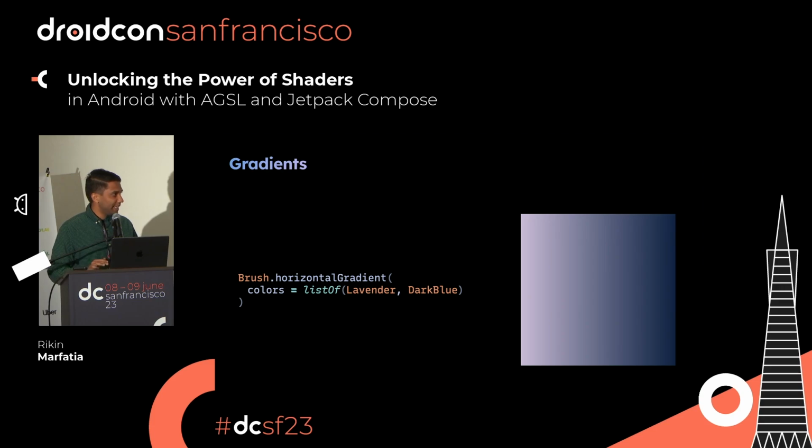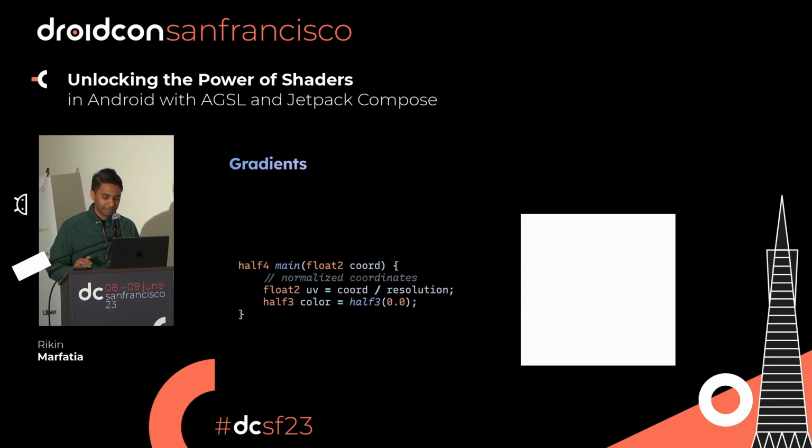Before we get into that, the prior art is that we do have gradients already available to us in Compose, and actually under the hood, they are powered by shaders. But the high-level APIs available to us don't really give us a lot in the way of customization. So let's get a little bit closer to the metal. Let's build up this shader and see what it takes to build that linear gradient again.